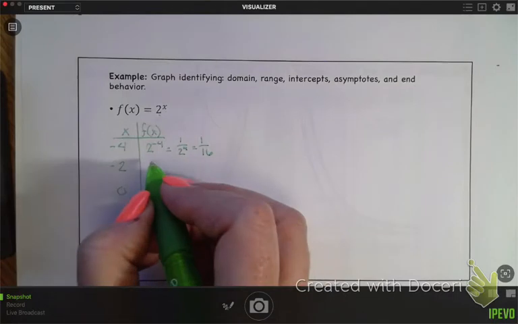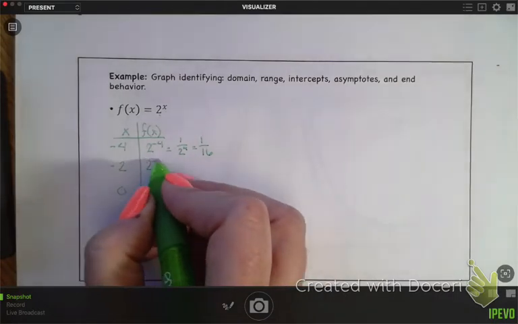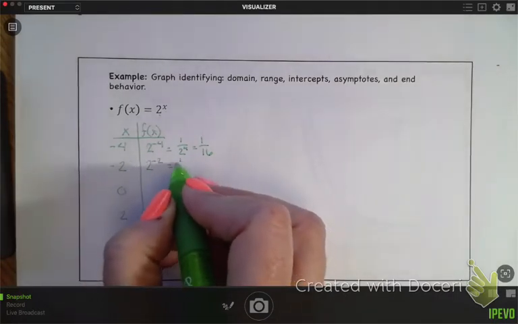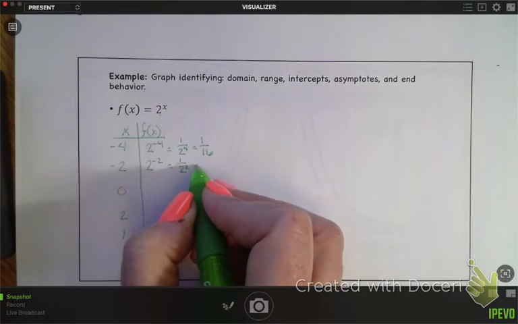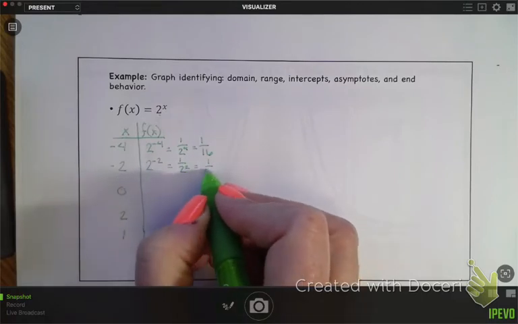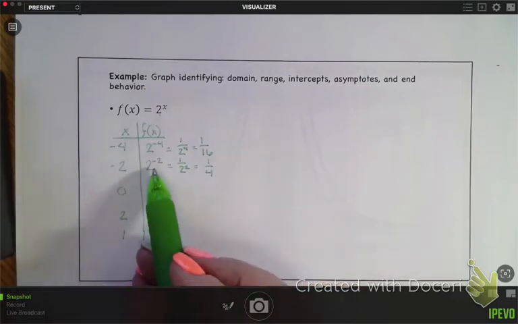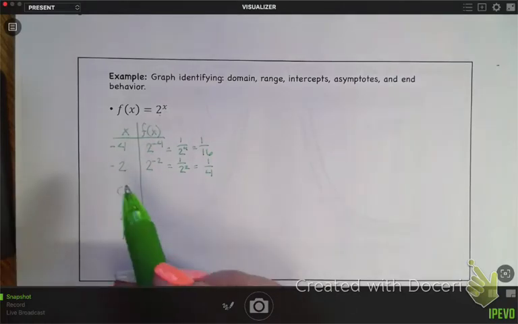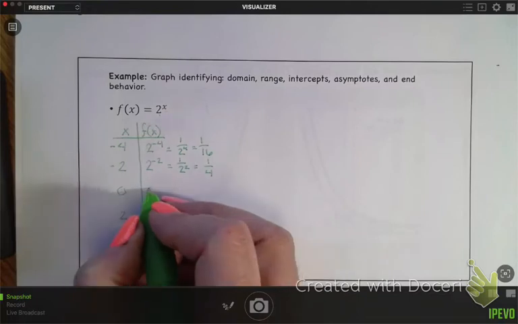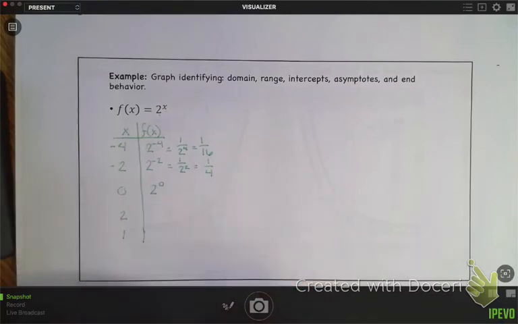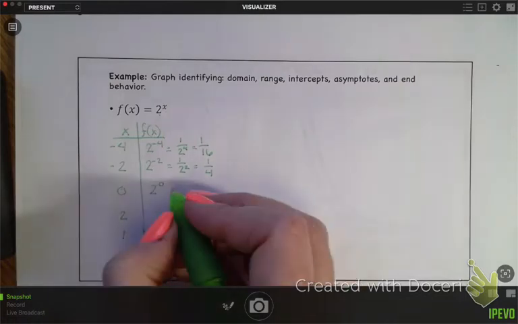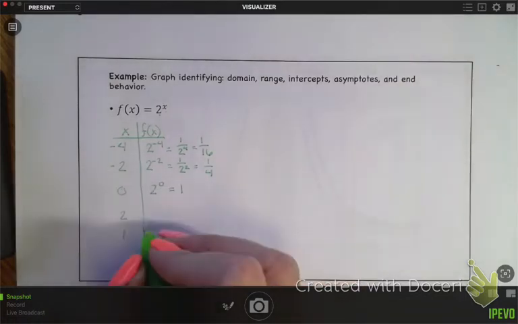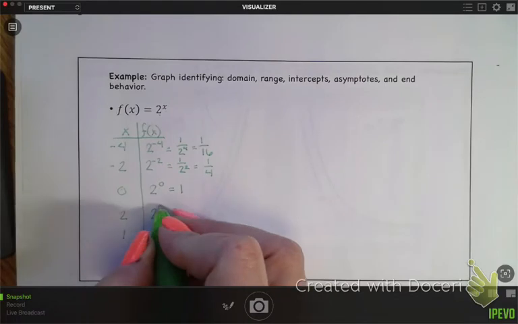So then I also have 2 to the negative 2. So that's 1 over 2 squared, which is 1 over 4. Now remember, a negative exponent reciprocates, so a whole number becomes a fraction becomes a whole number. 0, so I have 2 to the 0. This is the other exponential rule that we need to remember, that anything to the 0 power is 1.